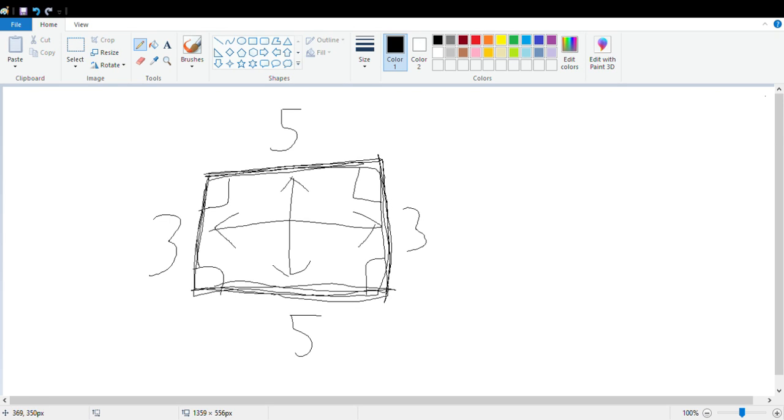So how do you figure that out? You probably have already guessed by now. You just add this 3, this 5, this 3, and this 5.